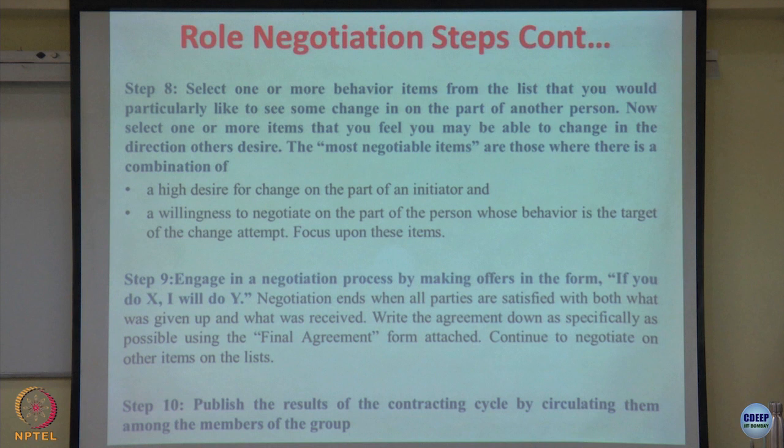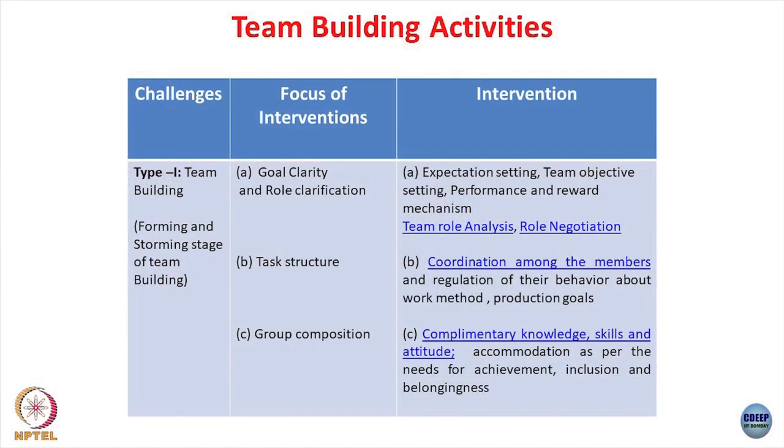Negotiation ends when all parties are satisfied with both what was given up and what was received. Write the agreement down as specifically as possible using the final agreement and continue to negotiate on the other items on the list. Publish the result of the contracting cycle by circulating it among the members of the group. So if there is a team of six and two group members reach a negotiation, that agreement must be circulated to all other team members as well. This is the process of the role negotiation technique.